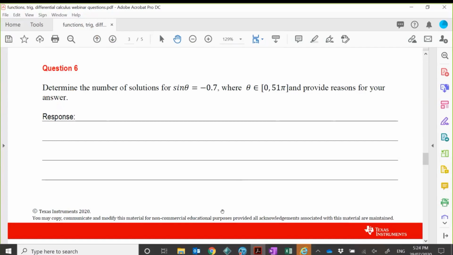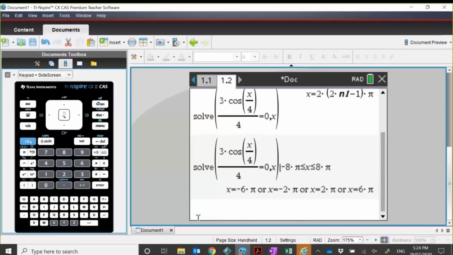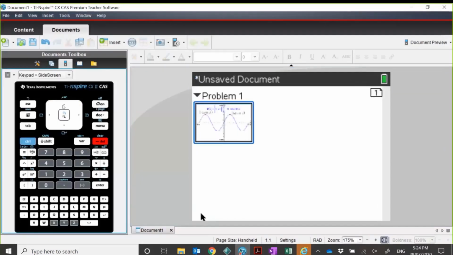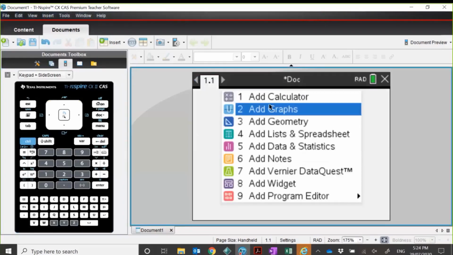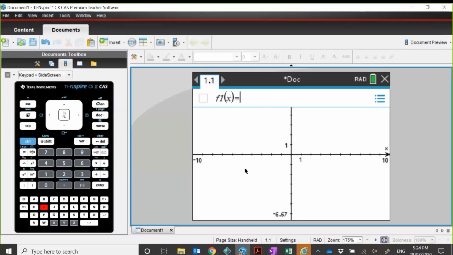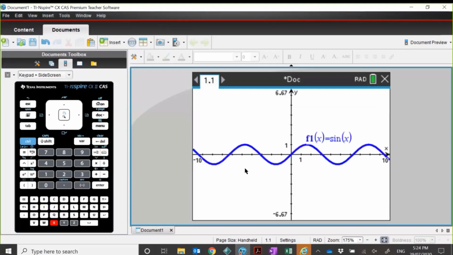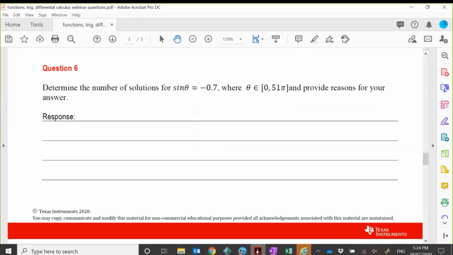So let's graph that on the calculator. So I'm just going to delete these pages again. I'm going to put in a new graph, and I'm going to graph sine of x. All right, I'm graphing sine of x, which is the same as sine of theta. There's my sine x graph. Now, the second part of the question is I need to make that equal to negative 0.7.